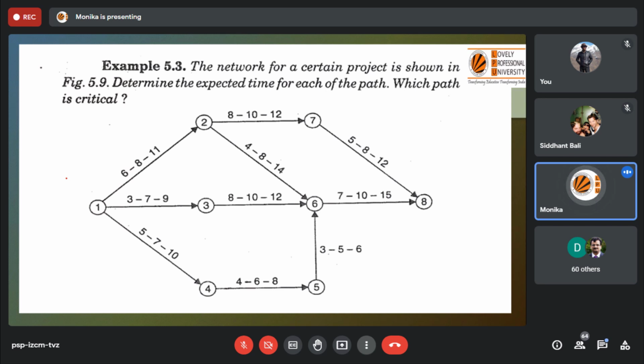yes, because you can see there is a relationship in optimistic, pessimistic, and most likely, because these 3 will help to identify the actual time period. Because 3 situations we are considering, and the best of these 3 or mean of these 3 will let us know what is the actual time period we need to spend over the activity.